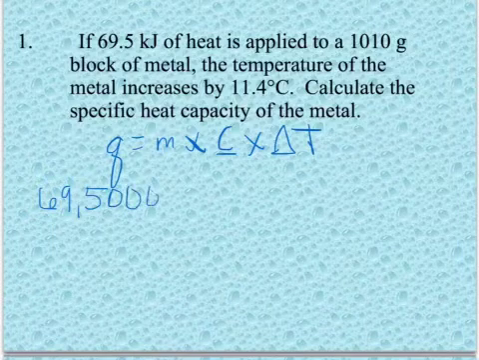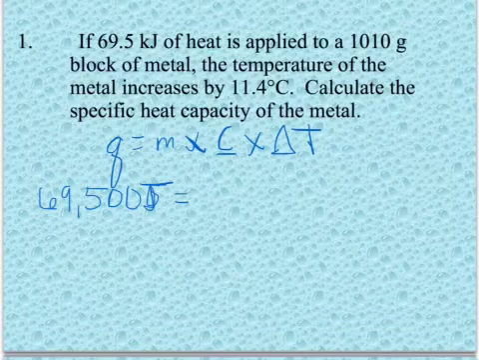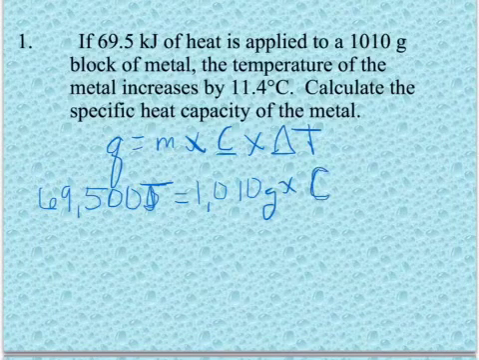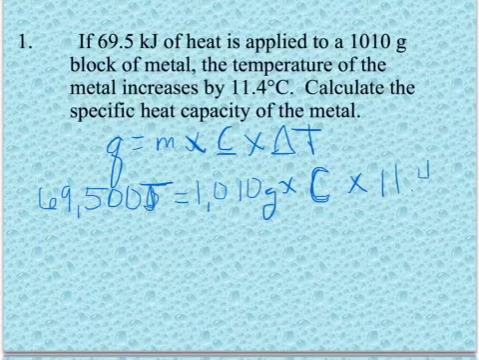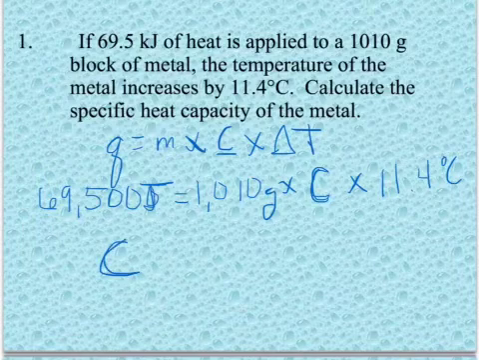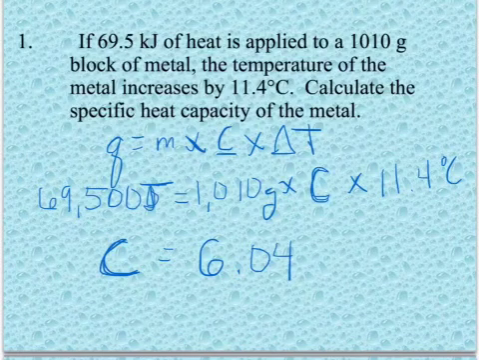So we'll change that to 69,500 joules, and that is equal to the mass of the metal, which is 1,010 grams. And C is what we're trying to find. That's our unknown. And the delta T is 11.4. So basically we need to divide 69,500 by 1,010 and also by 11.4. When you do that, you get a specific heat that's equal to 6.04, and the units for that would be joules over gram.